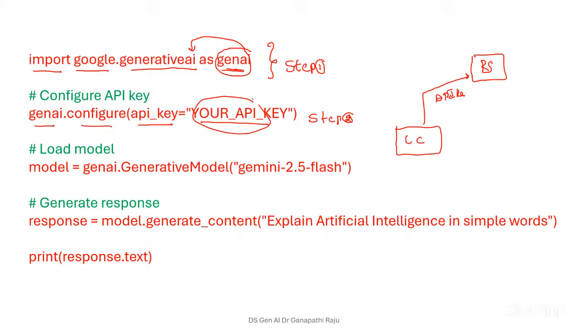Sometimes, if you want to secure it, you can create a .env file also. That will be discussed tomorrow. Whatever key you generated, you should give this key here. This is step 2. And step 3: in Gemini, there are several models available.